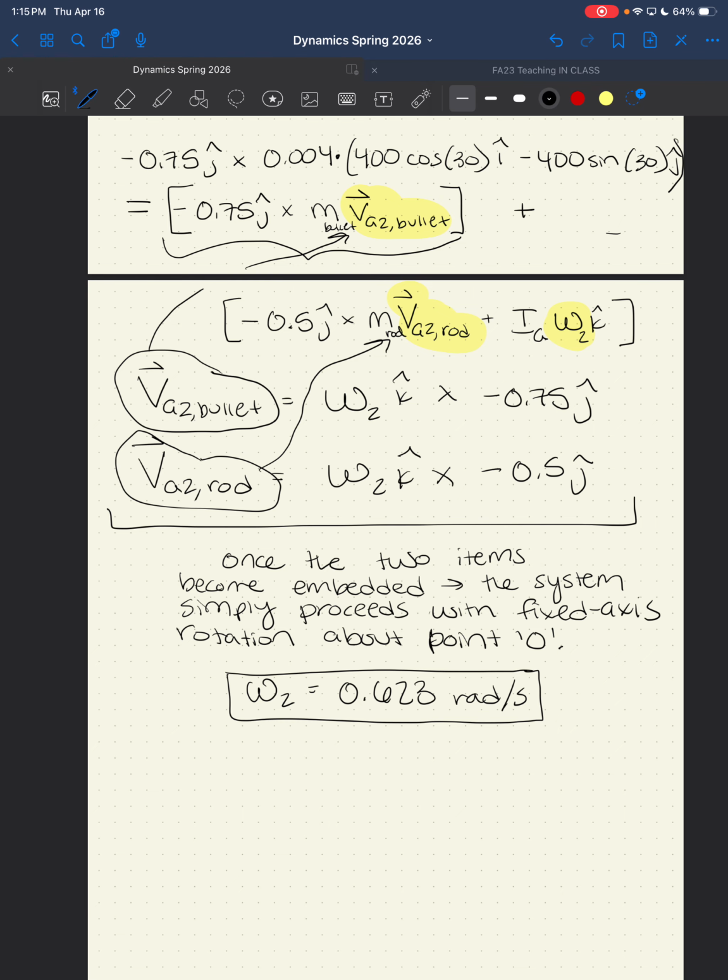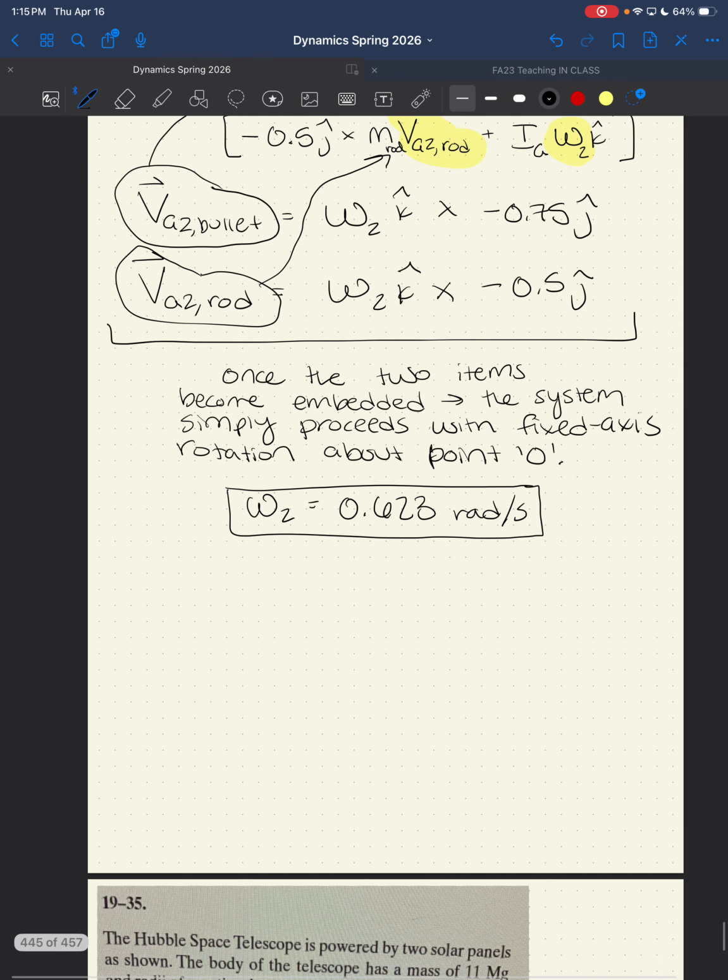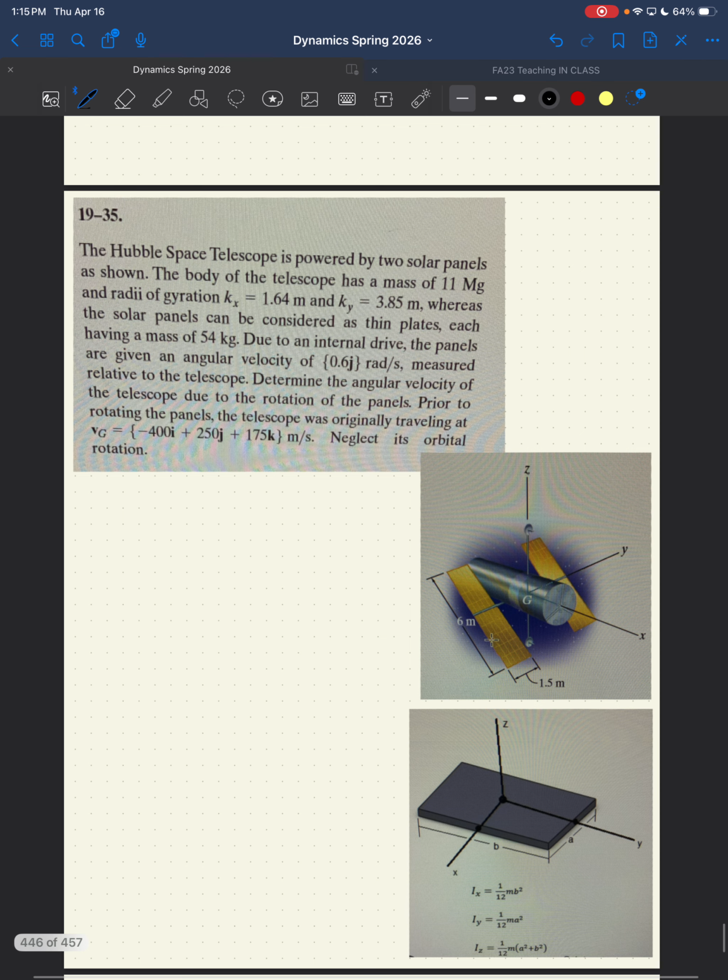All right, determine the angular velocity of the telescope due to the rotation of the panels. So just out of curiosity, maybe a thought process here. Do you think the angular velocity of the telescope will be greater or less than the angular velocity of the panels?